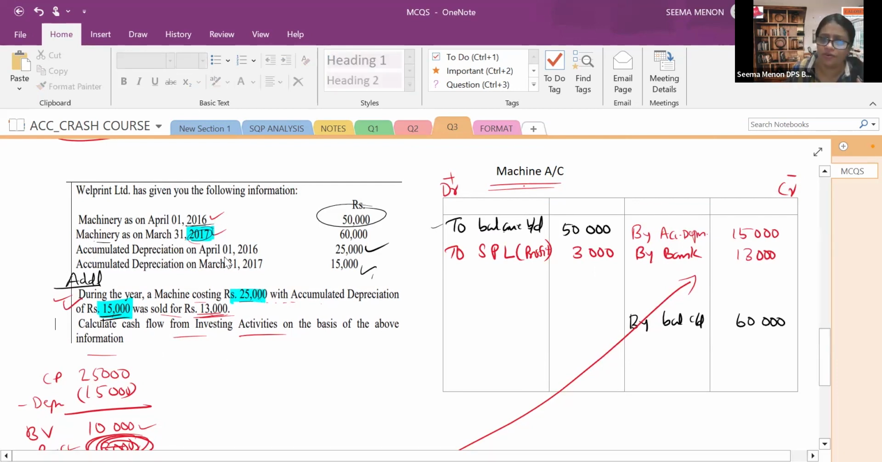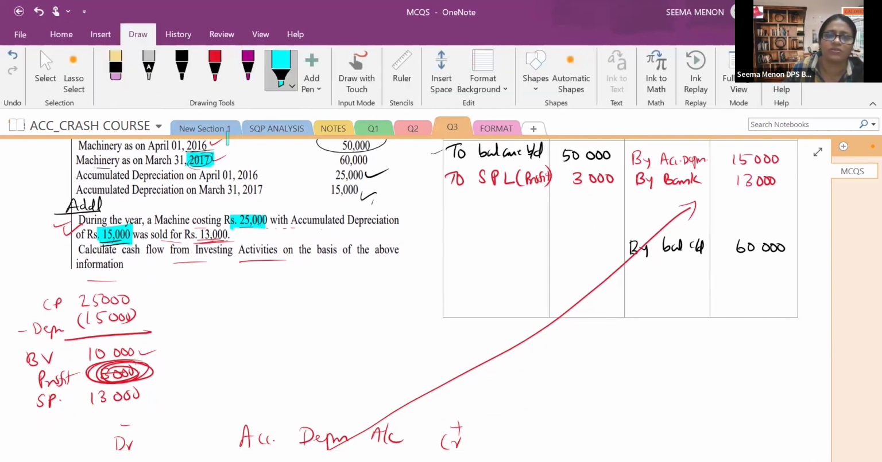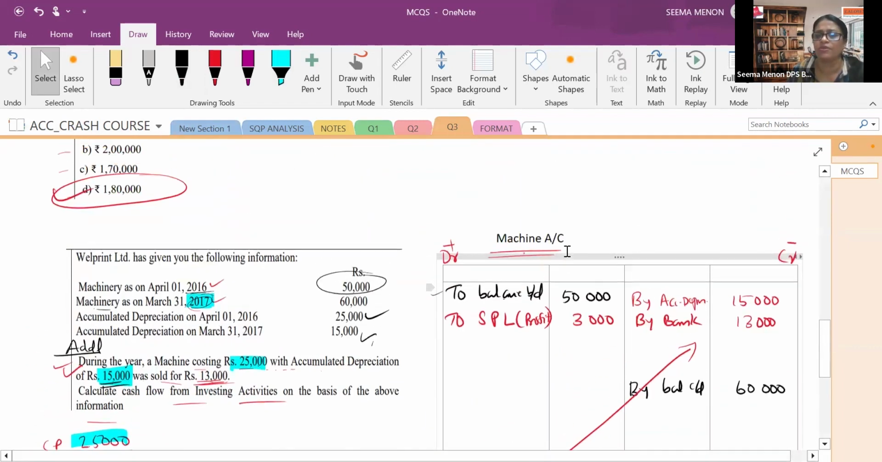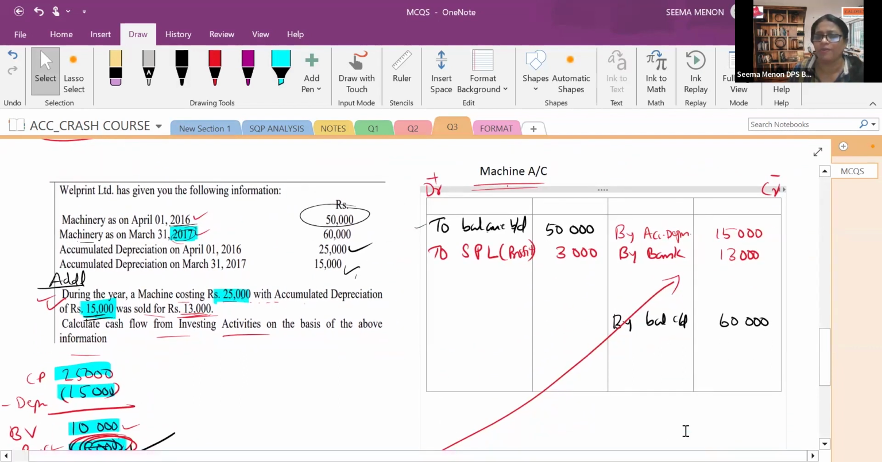The total machine cost is 25,000. On that, the depreciation charged is 15,000. You subtracted that and you got the book value of 10,000, and the machine was sold, that is the selling price, at 13,000. So 13,000 minus 10,000, that is 3,000, is the profit. So profit will always be debited to the machine account, because I already told you that if anything increases in the machine, that will be debited. Here the profit is an increase.